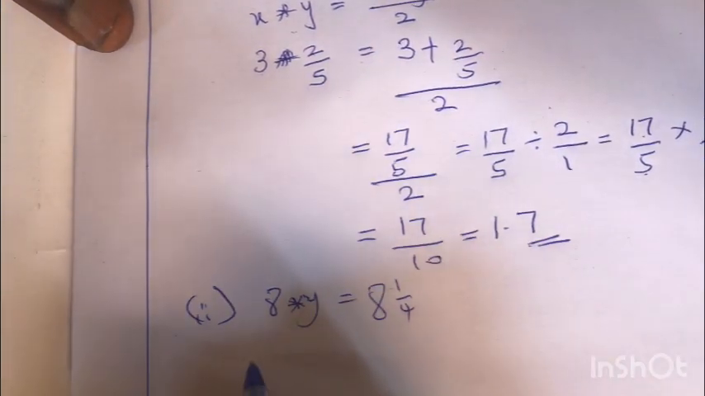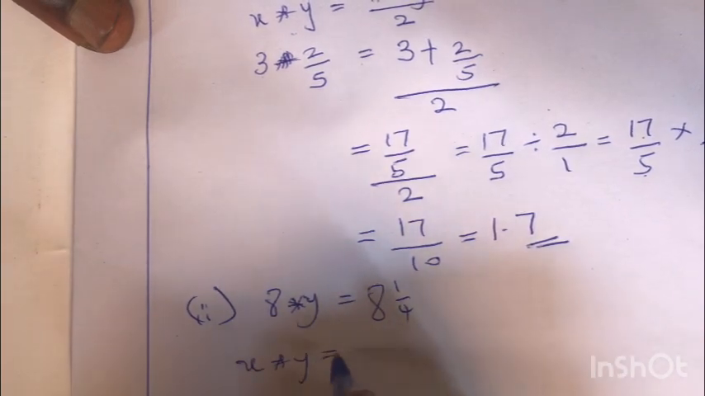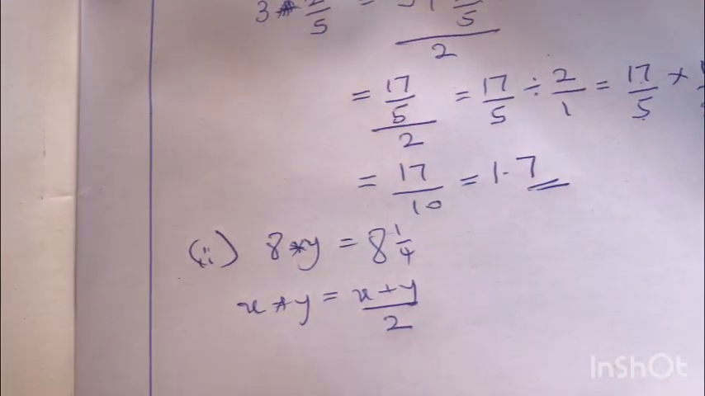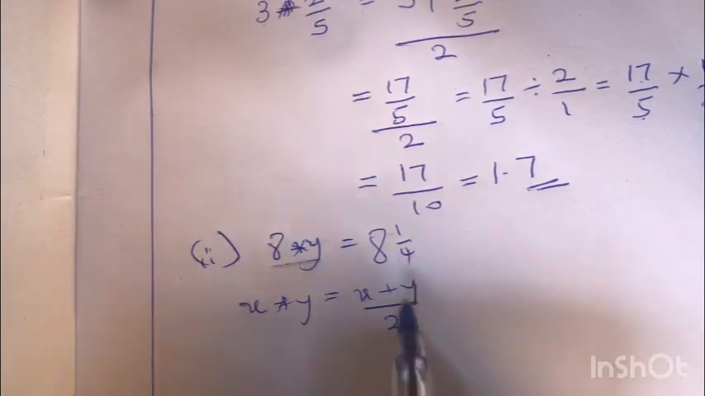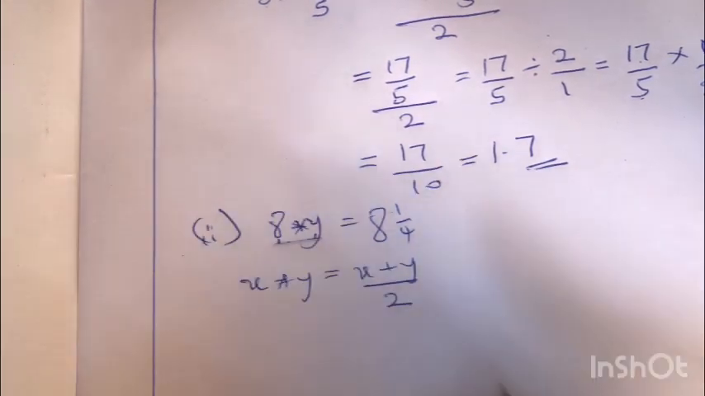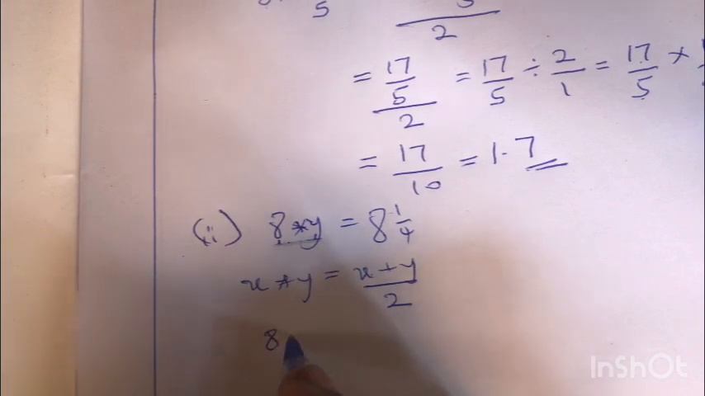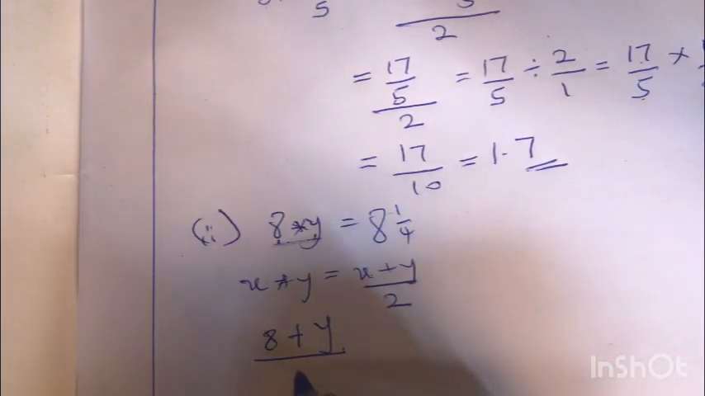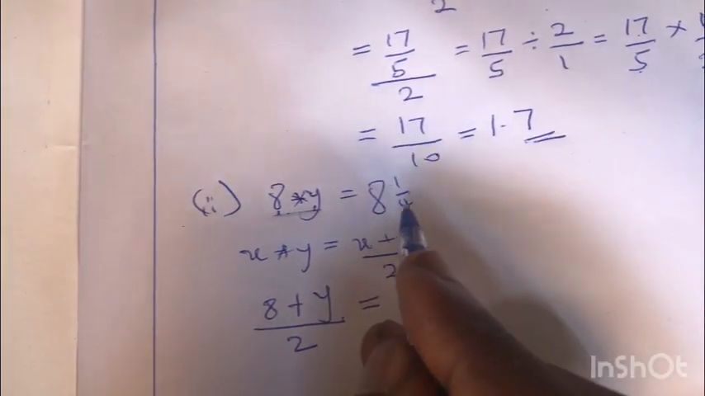Not forgetting that our x star y is x plus y over 2. So I'm going to solve this one using this relation. So x is 8 and y is y. When I put them here, x is 8, plus y, all over 2. Then, that is equal to what?